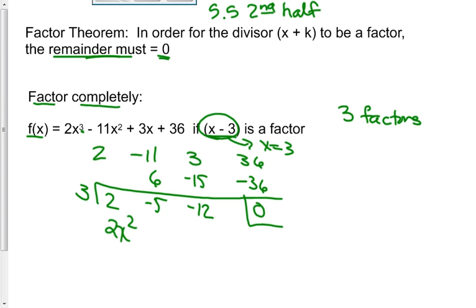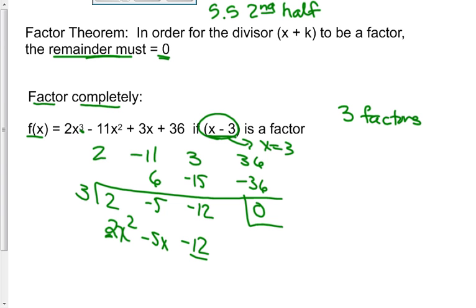2x to the second, remember it's 1 degree less than what I started with, minus 5x minus 12. This is now something that I have to factor. Now we've learned how to do factoring. This one has a number in the front, which means I'm going to have to factor with the AC method, which is a good thing because we're kind of weak on remembering how to factor by the AC method. So if you remember how this starts, A is the number in the front, C is the number in the back. I need to multiply those 2 together.